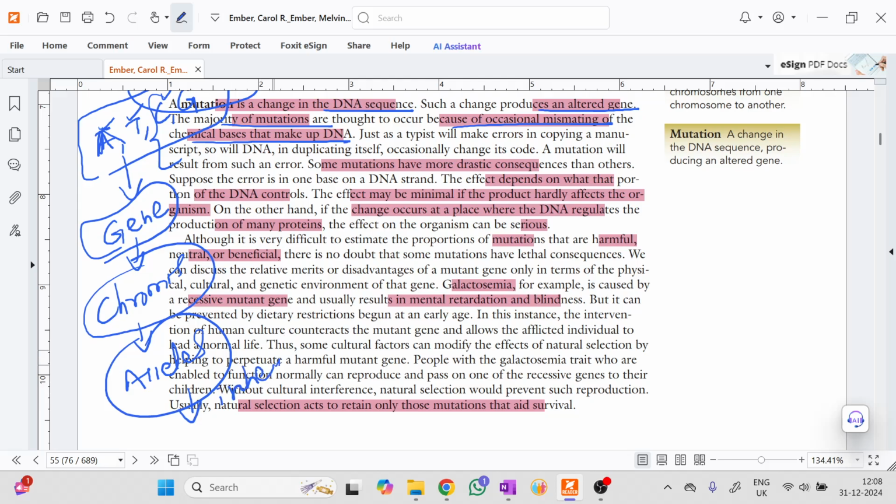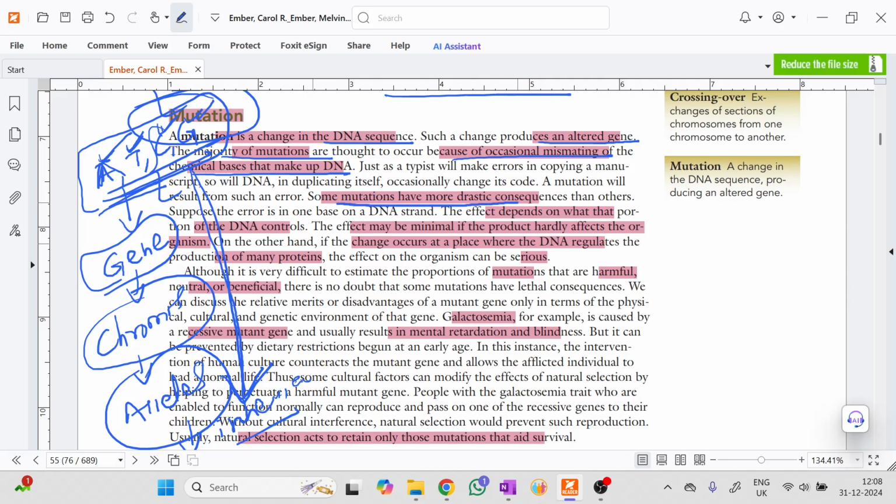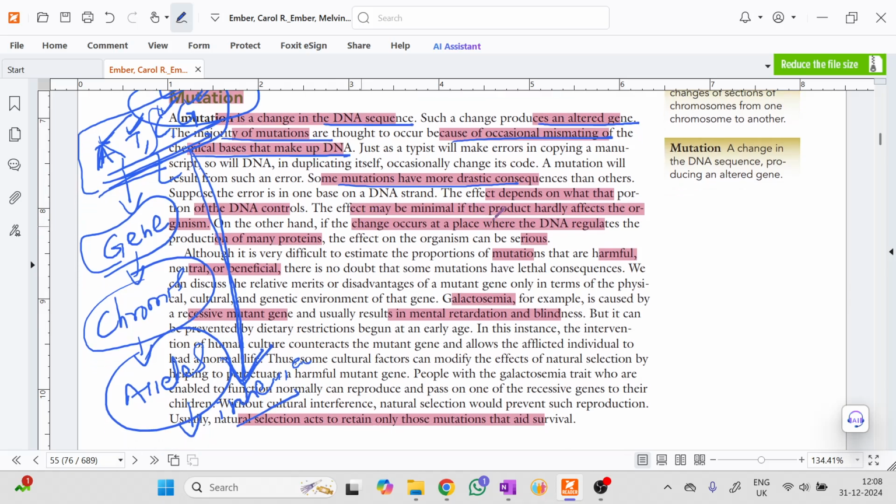So the base ones are these four bases, and if any structure is manipulated or tampered with in the basic unit itself, the changes will be manifold if the inheritance process goes on. Then some mutations can have more drastic consequences, which depends on what portion of DNA this mutation is controlling.